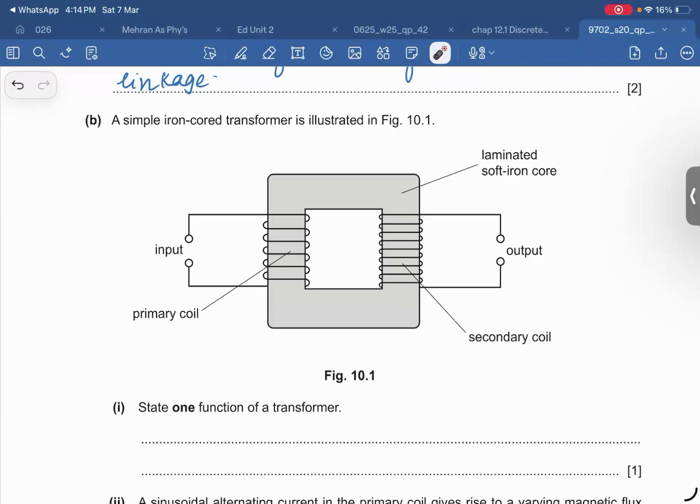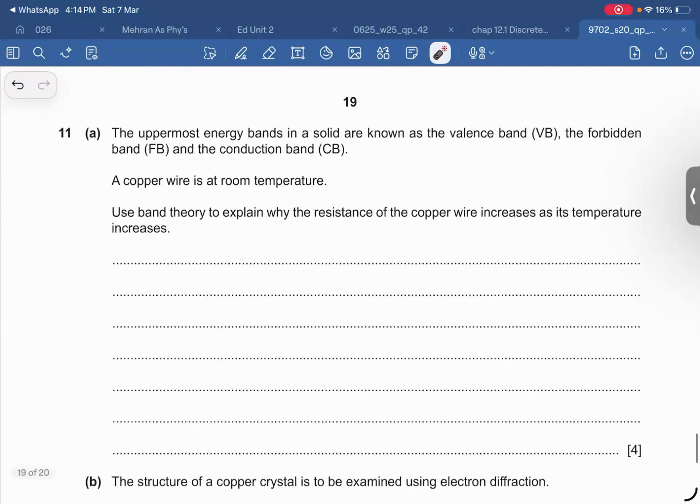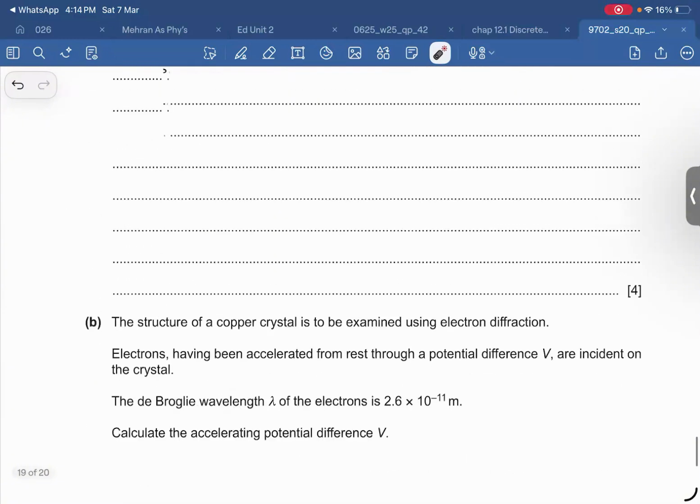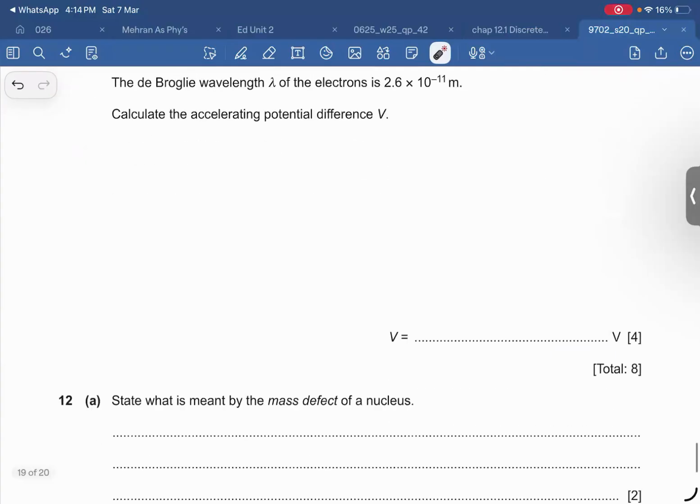Fine, let's move on. Band theory is also not a part of the syllabus, so you can ignore this one. Now the last question.